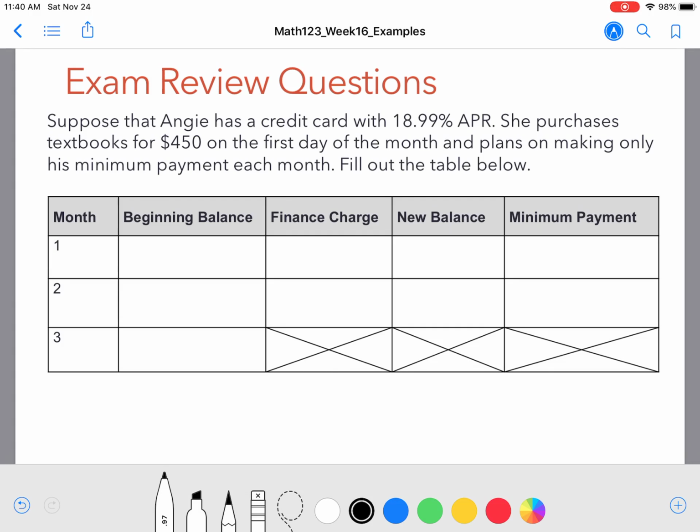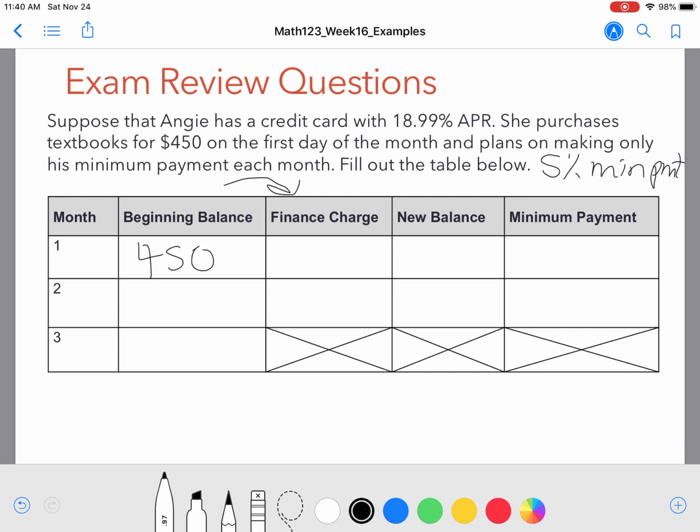One other thing that I'm missing here is it doesn't tell us a minimum payment percentage. So let's just make one up. Let's say 5% is the minimum payment. That will always be given to you in the question. This one I just forgot it. So 450, that's going to go in my first spot here.